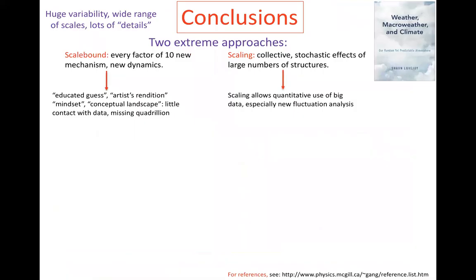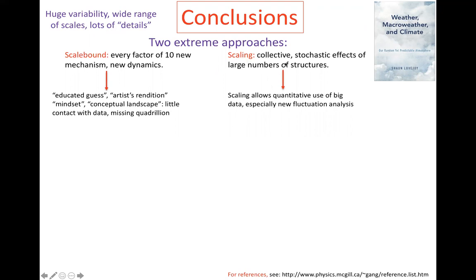Okay, let me now get to the conclusions. I'm sorry, I've gone a bit over, but anyway, I'm there. What I've tried to explain is that there's this huge problem of details. The details have to do with a huge range of scales. And there are two extreme approaches. One is this scale bound approach, where every factor of 10 or so, you say there's a new dynamic, but then you end up essentially ignoring the details. But ignoring them isn't the same as saying they're irrelevant and I take them into account statistically, right? You're just actually ignoring them. You're pretending that the details are not there.